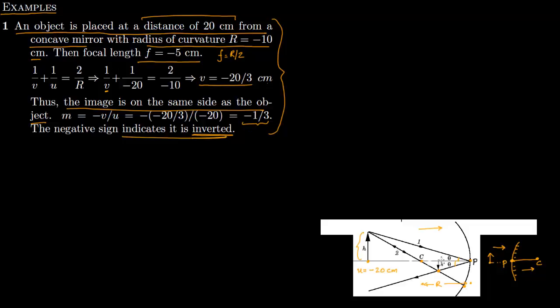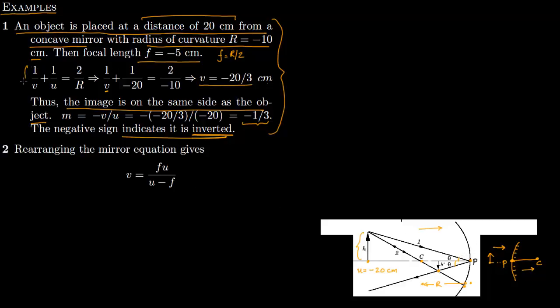You can also see this h prime is approximately 1/3 the height, or less than the height of h. So ray diagrams do help us solve numerical problems, or you could just solve numerical problems without worrying about the ray diagram. These are two sides of the same coin. Now we solve a problem of a convex mirror.